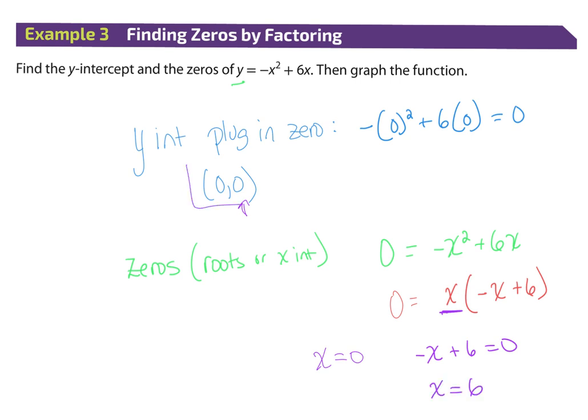And so our y-intercept is (0, 0), and our zeros, or our x-intercepts, are 0 and 6. That is just an easy way to find certain parts of the graph. As we build these features, we are going to also build ways to graph more complicated functions as we go.